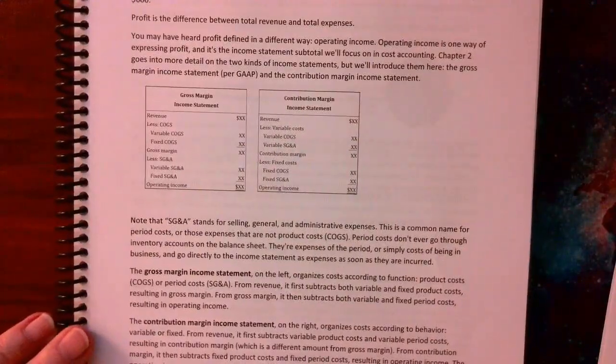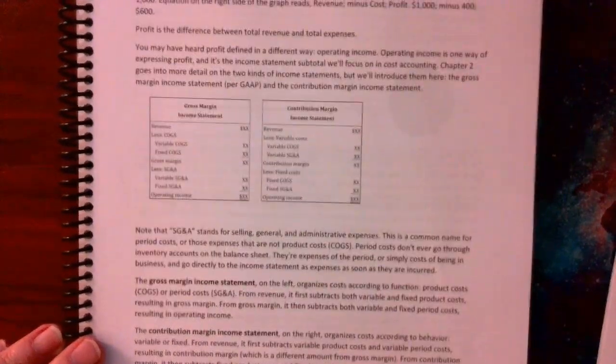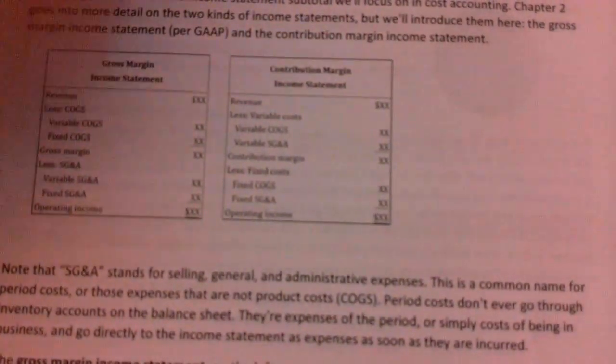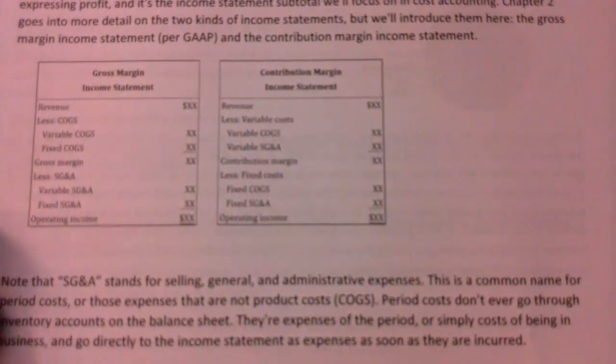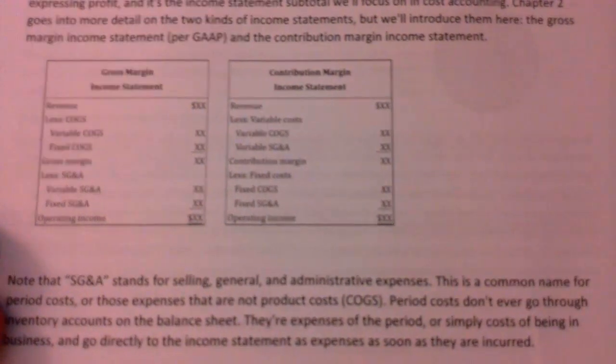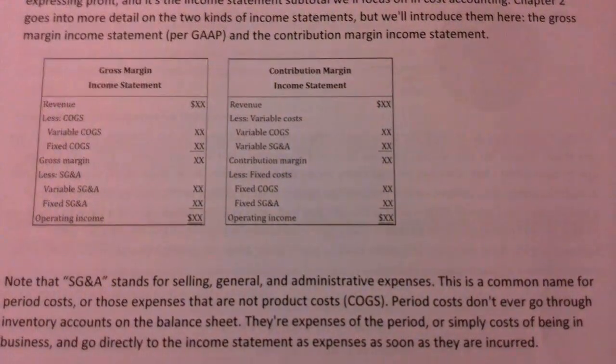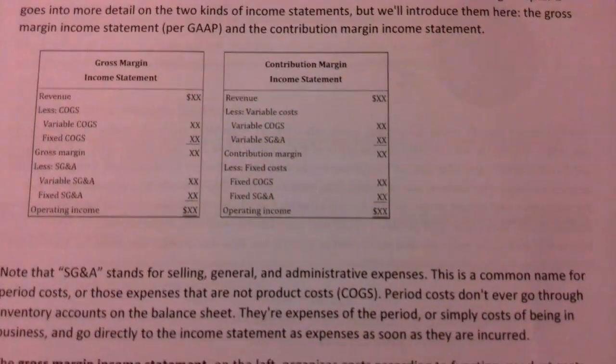This is an important area though, right here, and I don't know if you did this in 2071. I think you did. This is the difference between an absorption-based income statement and a variable cost-based statement. That's pretty good, huh?